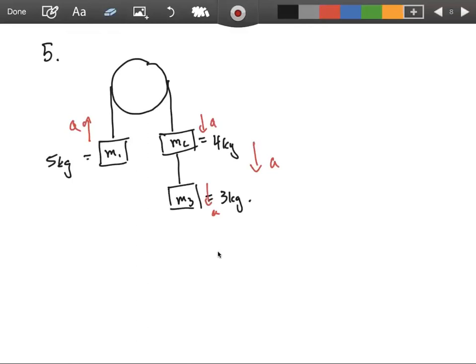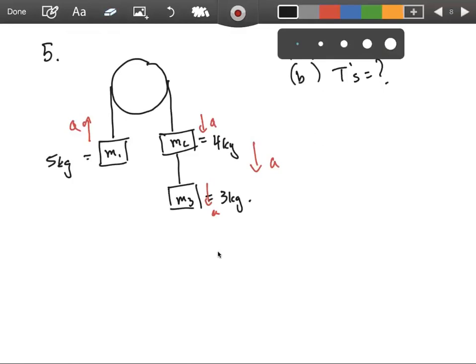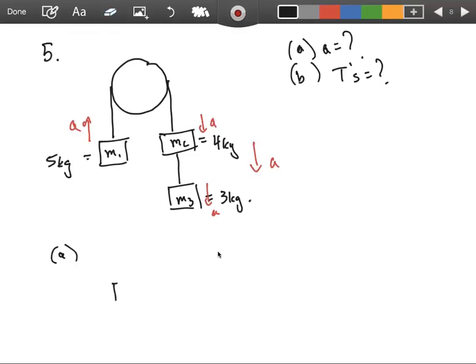For this problem, for part A, what I want to know is the acceleration of the system, I mean, the acceleration of each block. And then finally, for part B, what are the tensions in the strings? We'll talk about how many strings there actually are and how many tensions we should have. So let's think about part A first. For part A, again, I'm going to look at connected objects. I'm going to draw 3 free body diagrams.